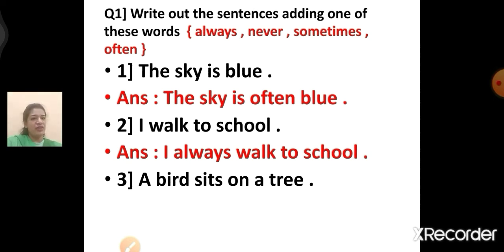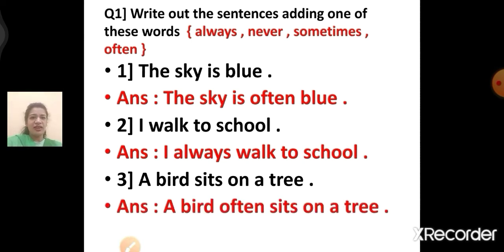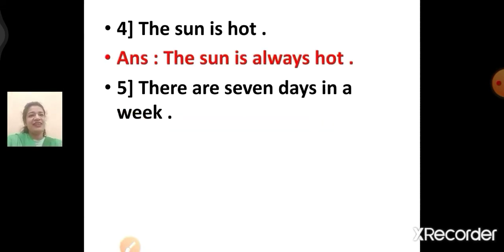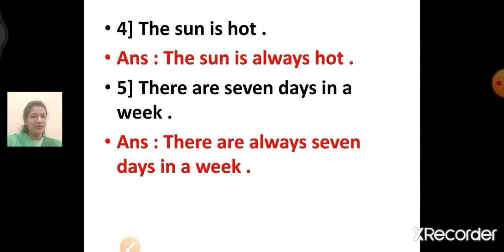A bird sits on a tree. Yes, a bird often sits on a tree. The sun is hot. Very good. The sun is always hot. There are 7 days in a week. Very good. There are always 7 days in a week. See the answer? It's there in front of you. The sun is always hot. There are always 7 days in a week.